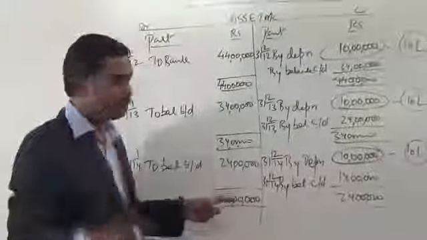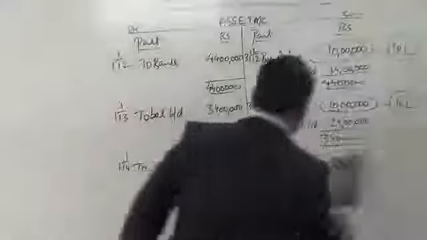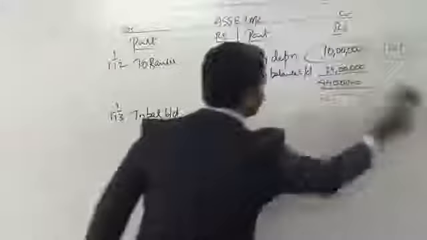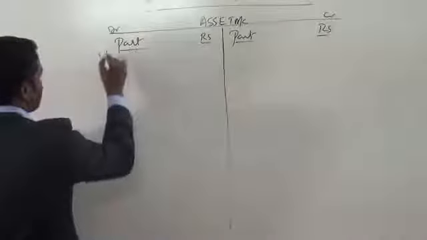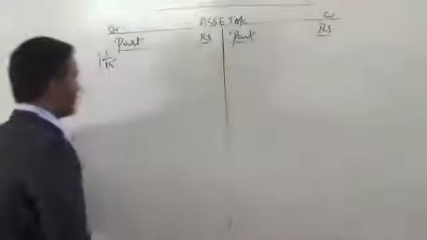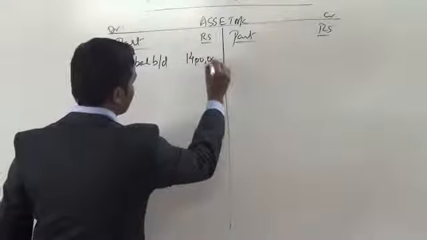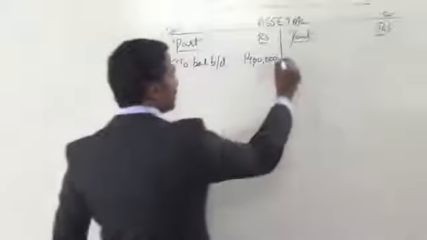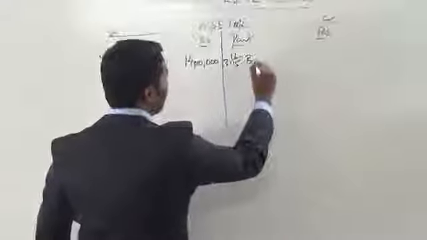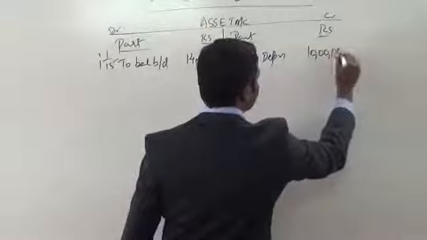Now we have to prepare the asset account for one more year. Because the space is not sufficient, I will go to the top of the page. 1st January 2015, that is the 4th year, last year in the life. To balance brought down, it is 14 lakhs rupees. This is the remaining value. Now this year will end after 12 months. 31st December 2015 by depreciation. We'll write 10 lakhs rupees again, full year depreciation.